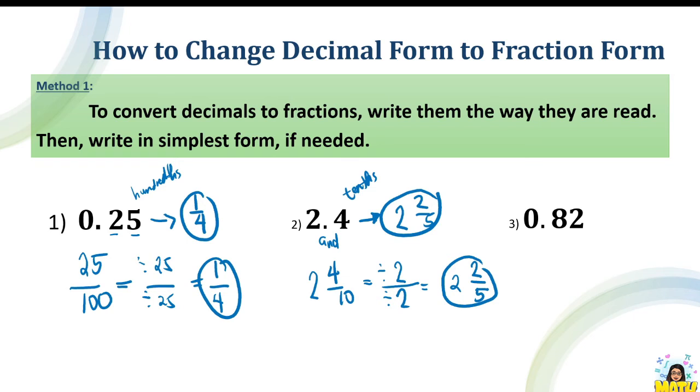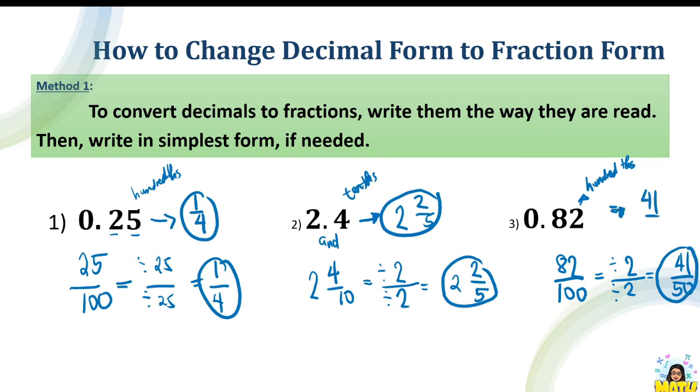The place value of the last digit is hundredths, 82 over 100. So simplify if possible. What number can divide both the numerator and denominator? So I think they can be divided by 2. So that will be 41 over 50. So if there's no number that can divide the numerator and denominator, that is already considered as the simplest form. So this one, 41 over 50.